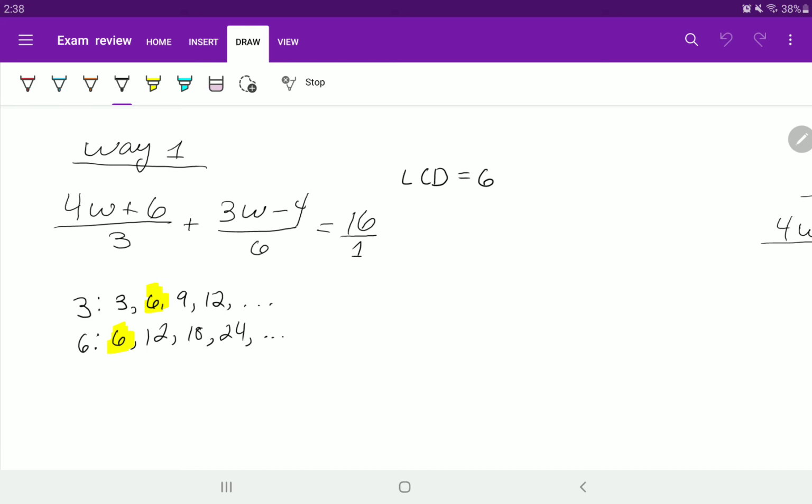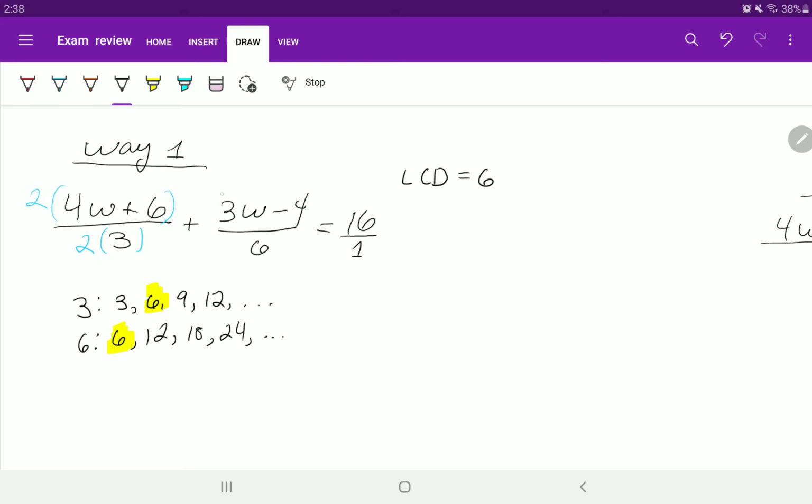But anyways, we're going to multiply each denominator until it has a 6. 3 times what value gives us 6? Well, 3 times 2 gives us 6. Whenever you multiply it to your denominator, you must also multiply it to the numerator. This fraction already has 6 in the denominator, so it can stay the way it is.